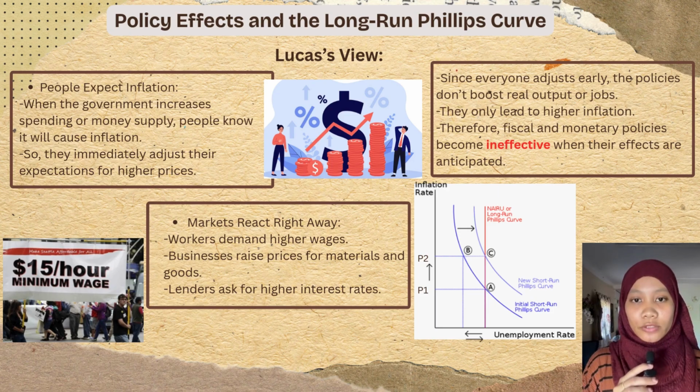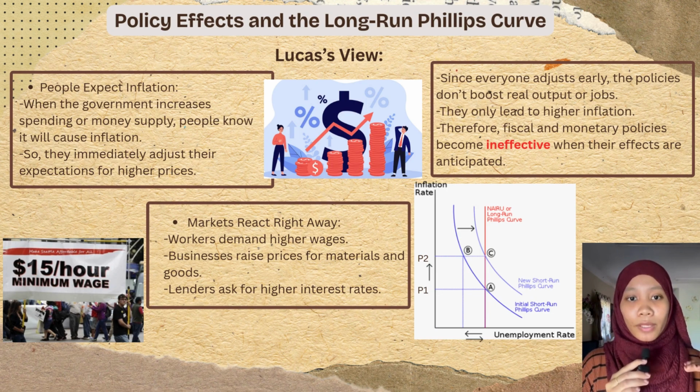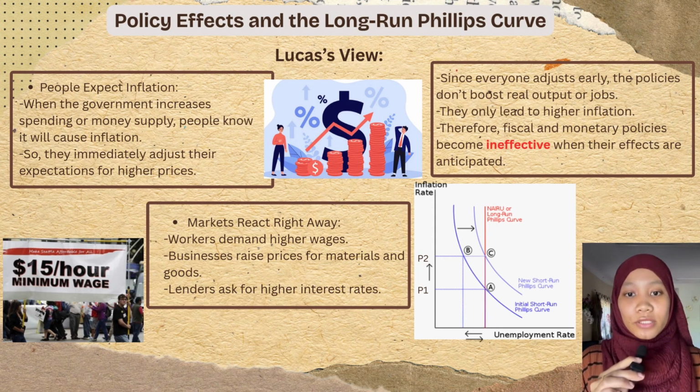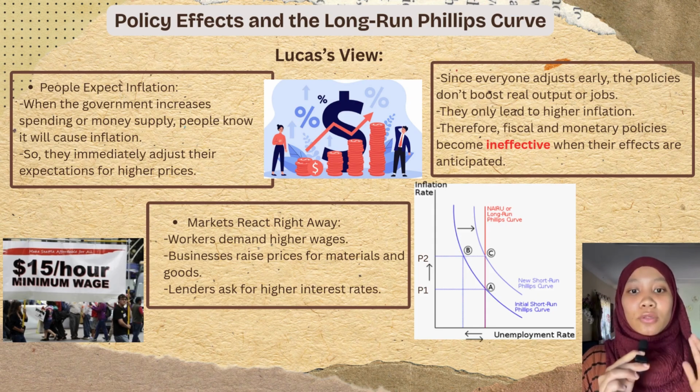Lucas explained why expansionary policies do not really work. First, when the government increases spending or expands the money supply, people aren't fooled. They understand that this will likely cause inflation, so they adjust their expectations immediately. Then, the markets respond fast. Workers demand higher wages to keep up with expected price increases. Businesses raise prices on goods and materials, and lenders increase interest rates to protect against the loss in value from inflation. As a result, instead of increasing jobs or boosting production, these policies just cause prices to rise across the board. The economy doesn't get a real lift, just more inflation.